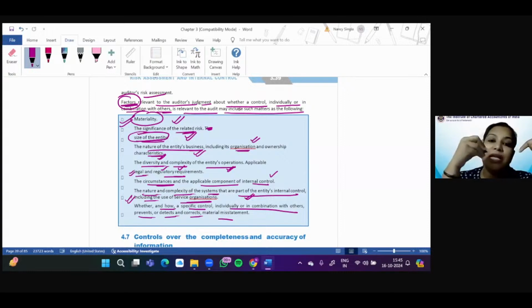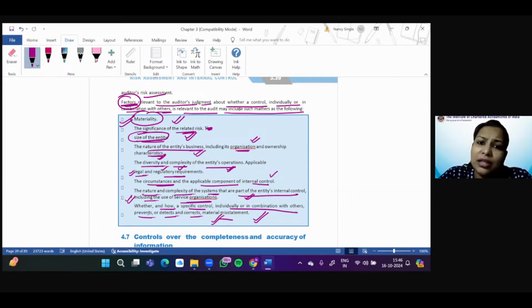So if the company has outsourced any of its function to another organization, that other organization is what? Service organization. So that aspect also, the auditor has to consider whether the internal control with respect to that arrangement is relevant or not, and whether and how a specific control, individually or in combination with other controls, prevents or detects and corrects material misstatement. See, let's say a particular control has been implemented and after the assessment, the auditor assesses that this control is not able to prevent or detect and correct material misstatement.